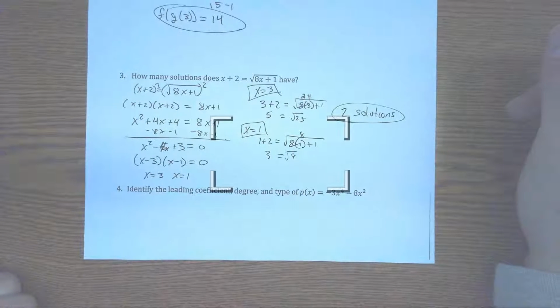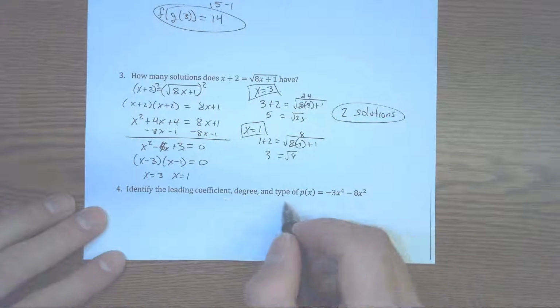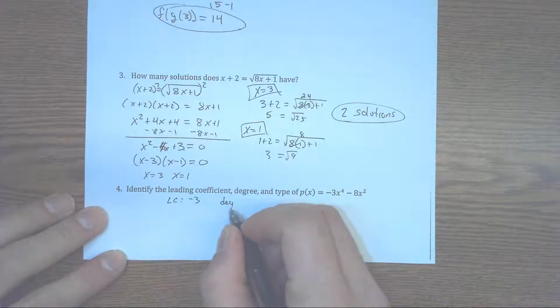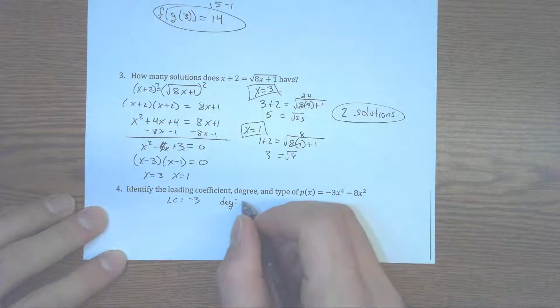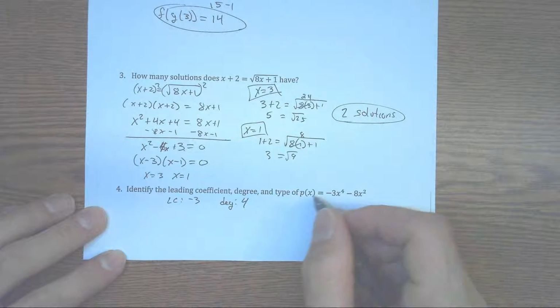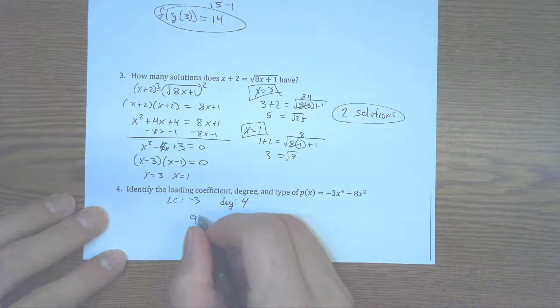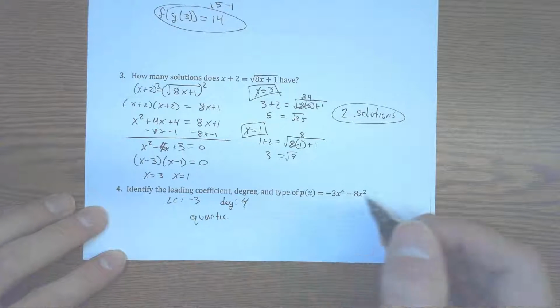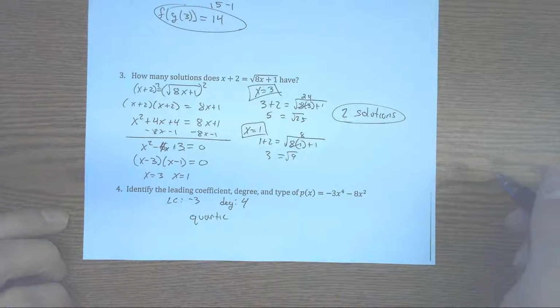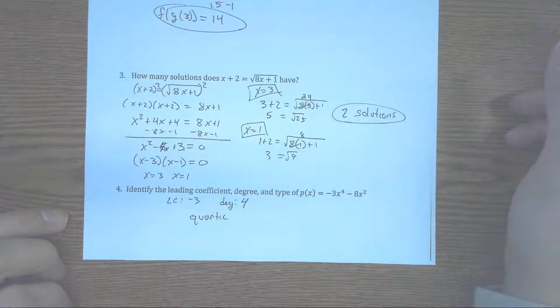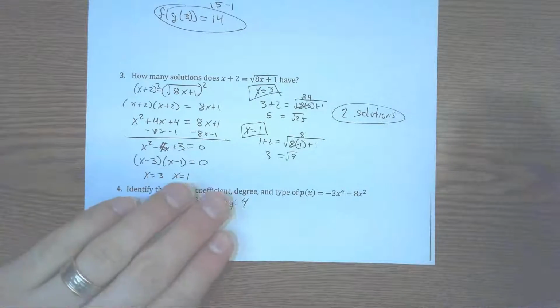Identify the leading coefficient, degree, and type. Alright, so the leading coefficient here is -3. Degree, the largest degree here is a 4. Type, because the degree is 4, that's called a quartic function. So it's a quartic. Quadratic would be 2. Linear would be 1. Cubic would be 3. Quintic would be 5. Okay, moving on.